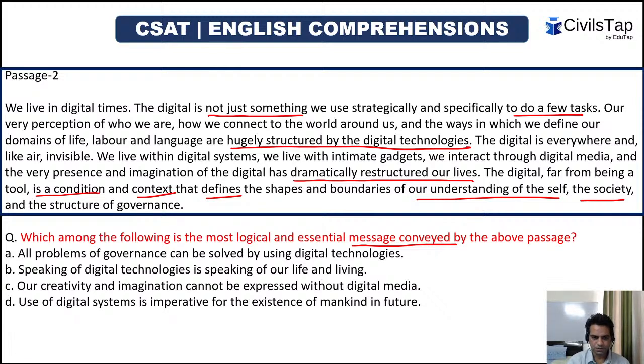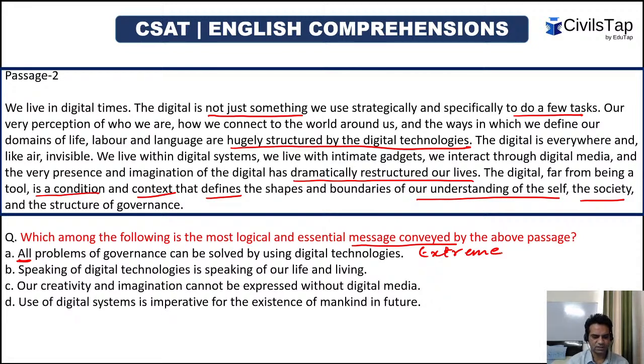Now let's read the options, guys. All problems of governance can be solved by using digital technologies. Guys, remember, extreme options, all means all the options, all the problems. So always try to find out that one option which goes to the extreme. Extreme options are 99.9% always wrong. So, all problems of governance can be solved by using digital technologies. I don't think that's the essential message conveyed by the passage, and obviously it is also extreme. So guys, that's what we are learning today: elimination method, how to eliminate our options.